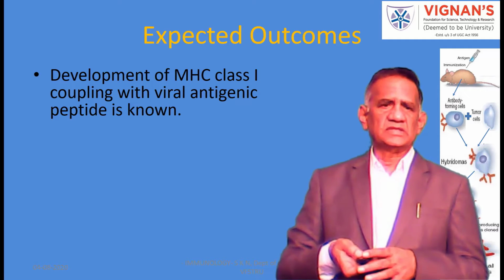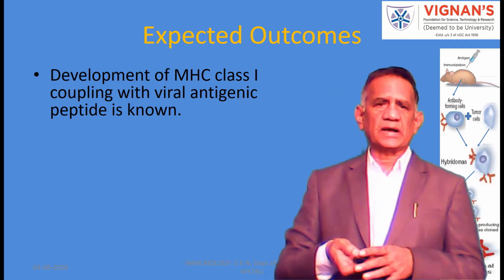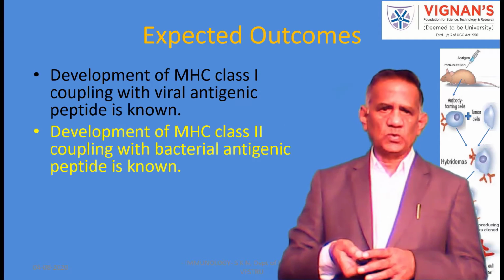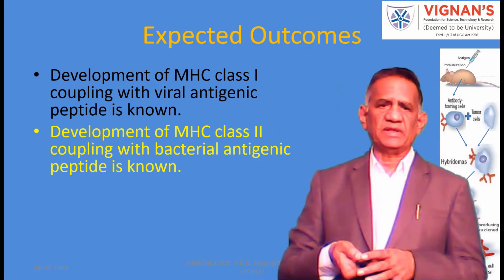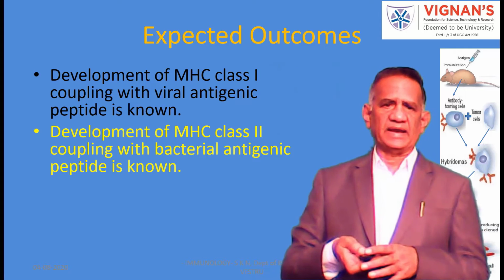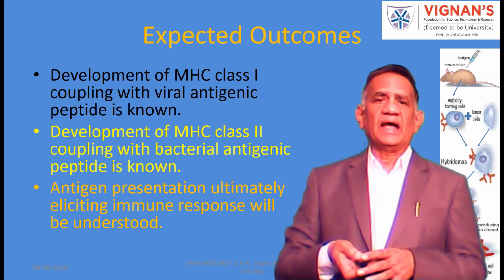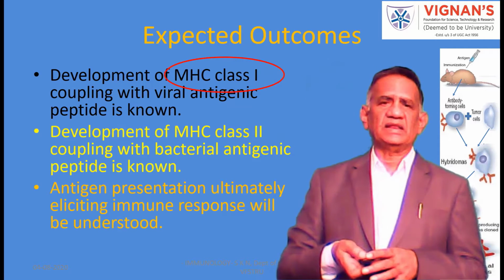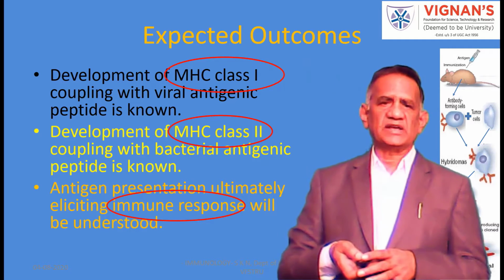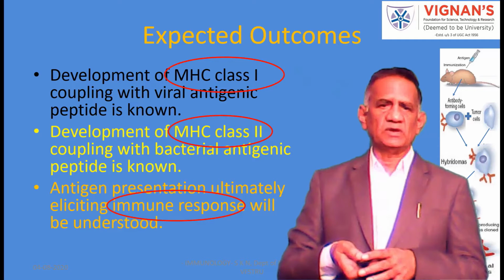In this, the learners are going to know the development of MHC class 1 coupling with viral antigenic peptide, and the development of MHC class 2 coupling with bacterial antigenic peptide. Please make a note here: MHC class 1 is associated with viral peptide, and MHC class 2 is associated with bacterial antigenic peptide. And antigen presentation ultimately elicits an immune response. These three aspects are the important aspects of the immune system, and the arousal of this immune mechanism will be known.